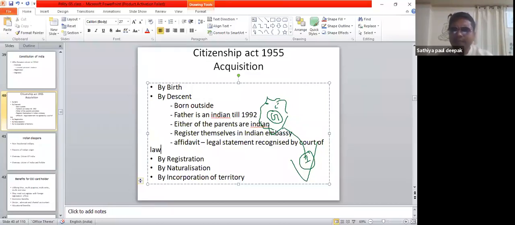Now you may be thinking, what is the difference here? Right? So I'll tell you the scenario again. The child is born outside India, same case. An Indian woman going to Germany, and in Germany, a child is born.